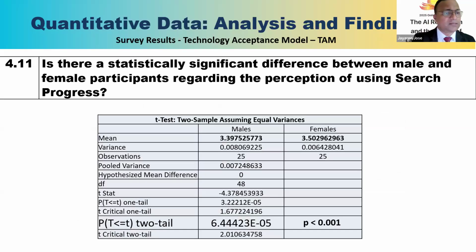Coming to the second last question: is there a statistically significant difference between male and female participants regarding the perception of using Search Progress? A two-tailed independent t-test was conducted, and this is the statistical significance. There is a statistically significant difference between male and female perception of using it. So this could be researched further. Probably why females, what is the difference? What are the reasons for this statistically significant difference between the perceptions of males and females?